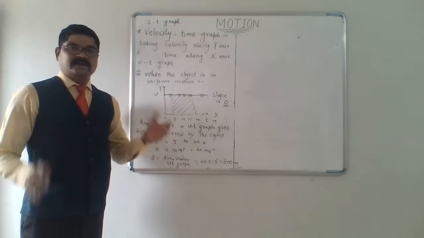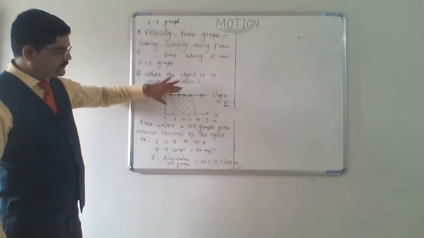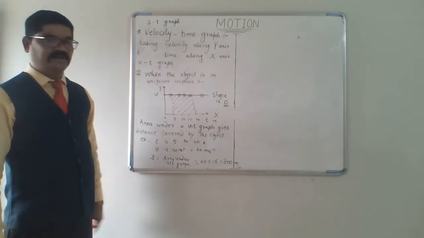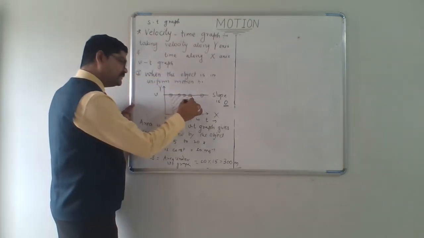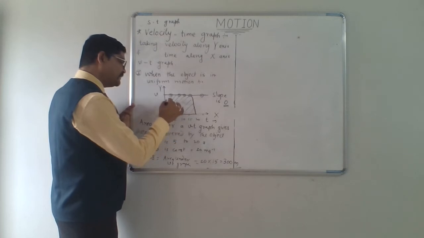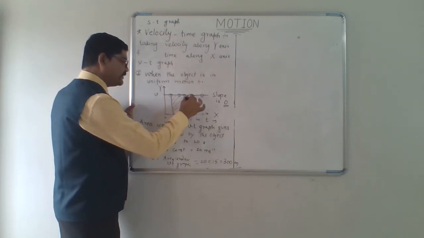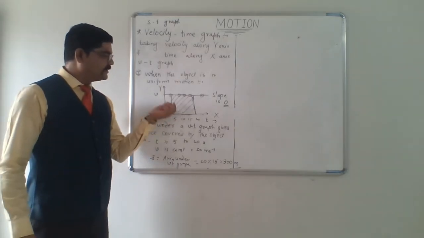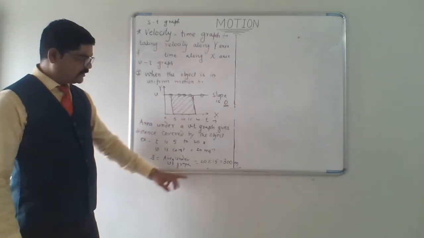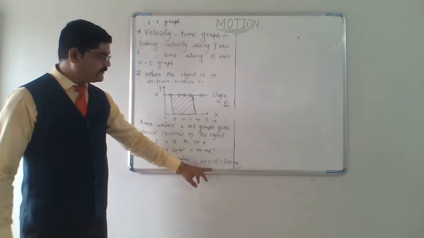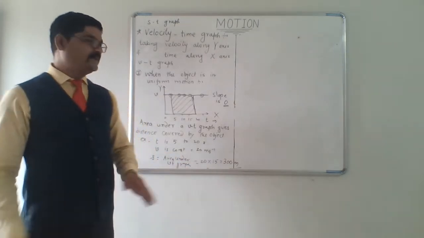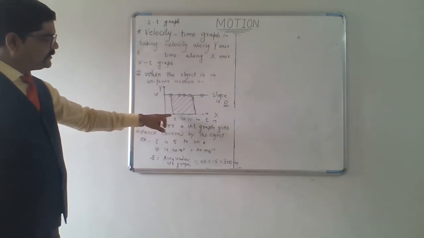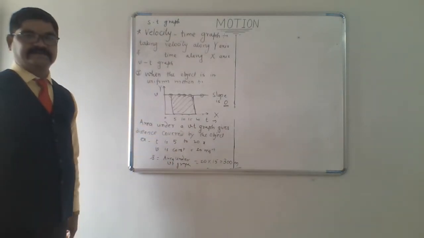Area under a VT graph gives us the distance covered by the object in the given time interval. This is the rectangle that we have taken. That's why the area of the rectangle we have chosen as the length multiplied by breadth, 20 multiplied by 15. This is 300 meter distance the object will cover in the interval 5 to 20 seconds.